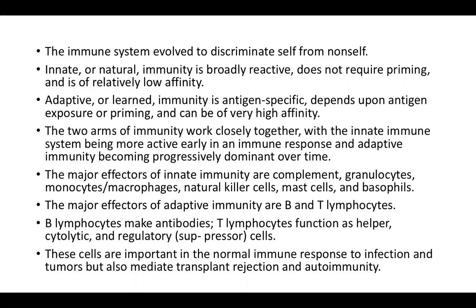So the major effectors of adaptive immunity are T cells and B lymphocytes. B lymphocytes make antibodies, T lymphocytes function as helper cells, cytolytic and regulatory cells.